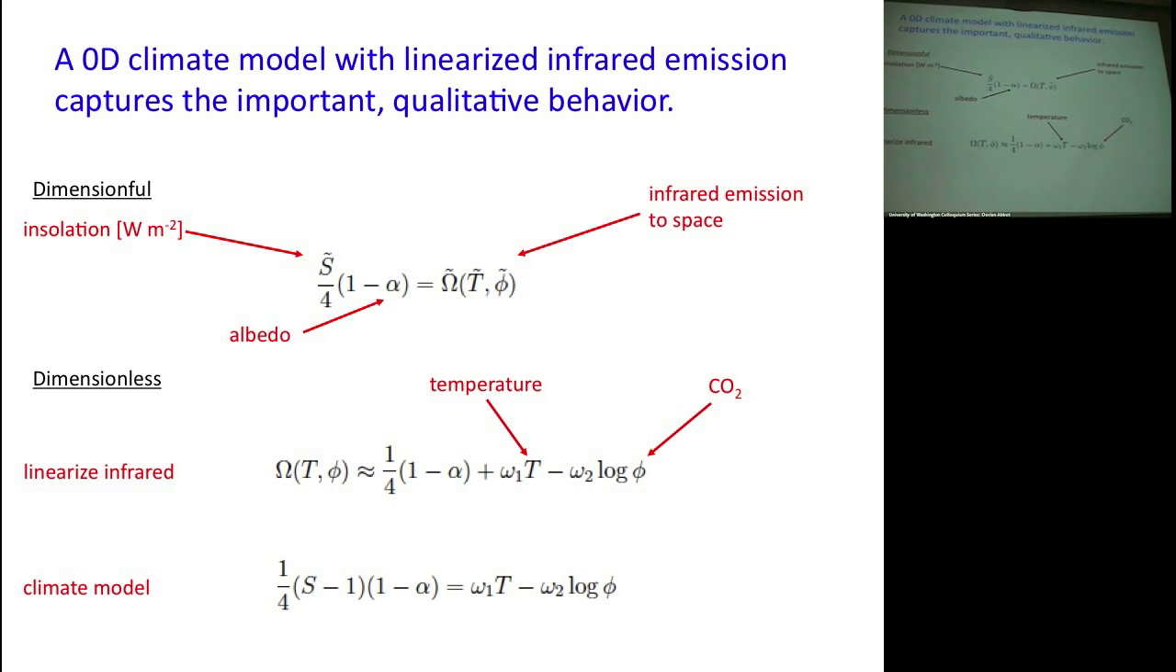What I'm going to do is first I non-dimensionalize my infrared emission to space, and then I expand it. I non-dimensionalize everything by the current insolation. And so what I'm left with on this side is a quarter 1 minus alpha. And so I expand around that. So in the base climate, I just need to have my outgoing emission to space equal the absorbed radiation. That's what this term means.